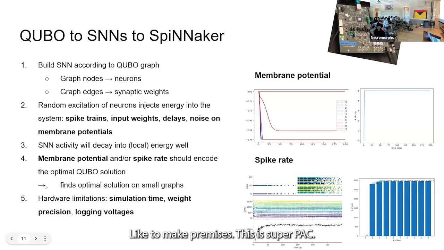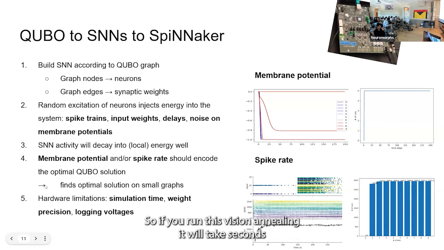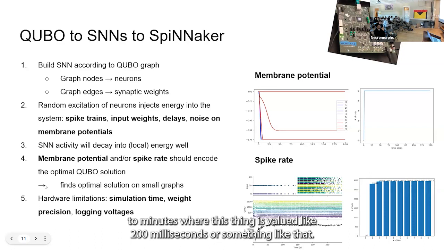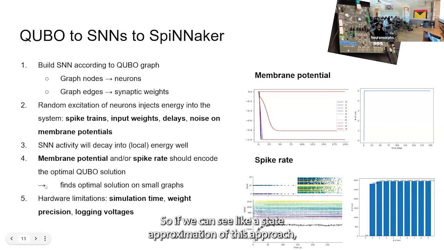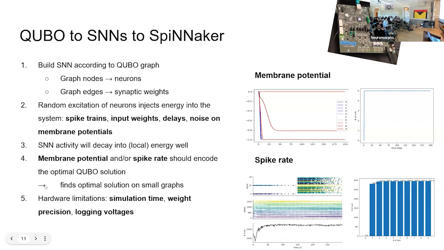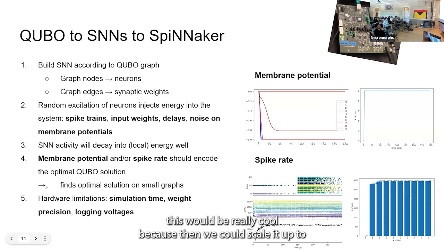The big premise is that this is super fast. If you run this thing in annealing, it will take seconds to minutes, whereas this is running in like 200 milliseconds. So if we can achieve a state-of-the-art solution with this approach, this would be really cool, because then we could scale it up and have really fast solutions to something that usually takes very, very long.